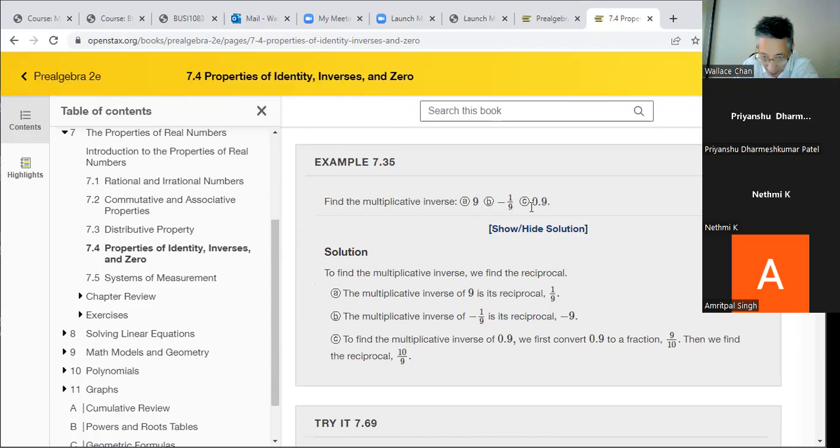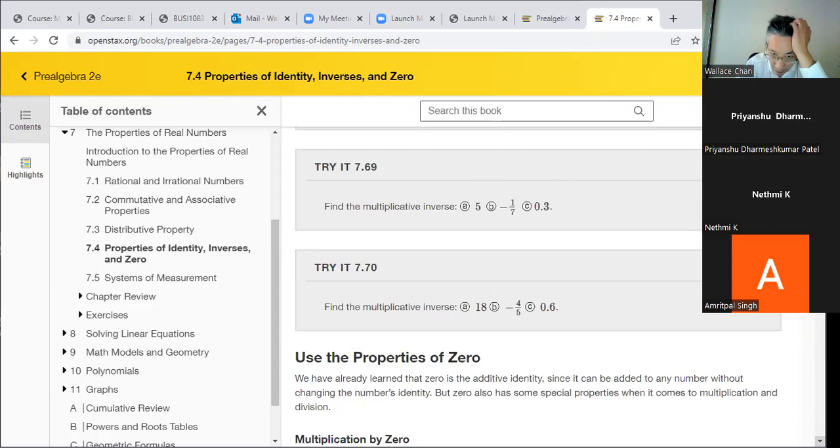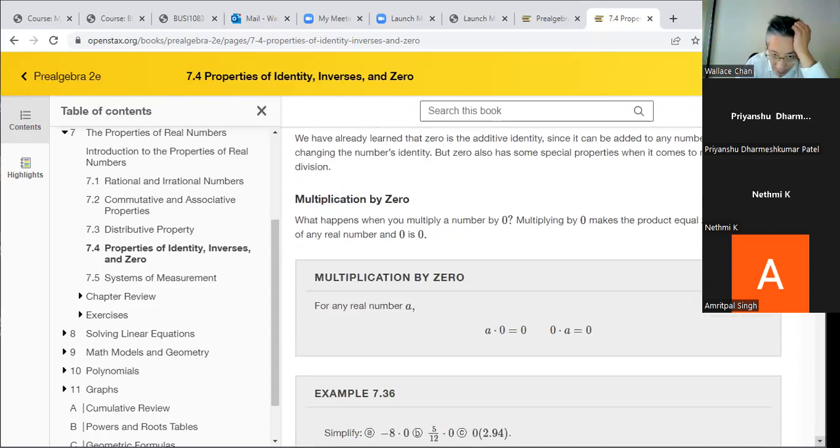How about C? Now, C is a little bit tricky, because it's not a fraction. So before you do it, you first change it to a fraction. 0.9 is the same as 9 over 10, and the reciprocal of 9 over 10 is 10 over 9. So the multiplicative inverse of 0.9 is actually 10 over 9, the reciprocal of 9 over 10.